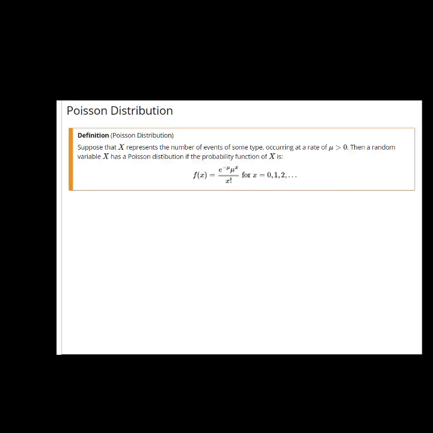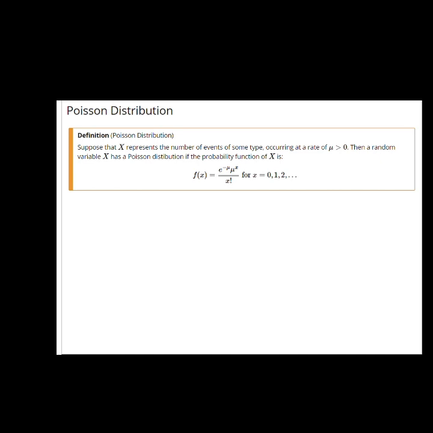It turns out we've discovered the probability function of one of the most famous discrete distributions of all, called the Poisson distribution, after French mathematician Poisson. The Poisson distribution represents a count, or the number of events of some type. Let's suppose that the rate of these occurring is denoted with the Greek letter mu, some positive parameter.